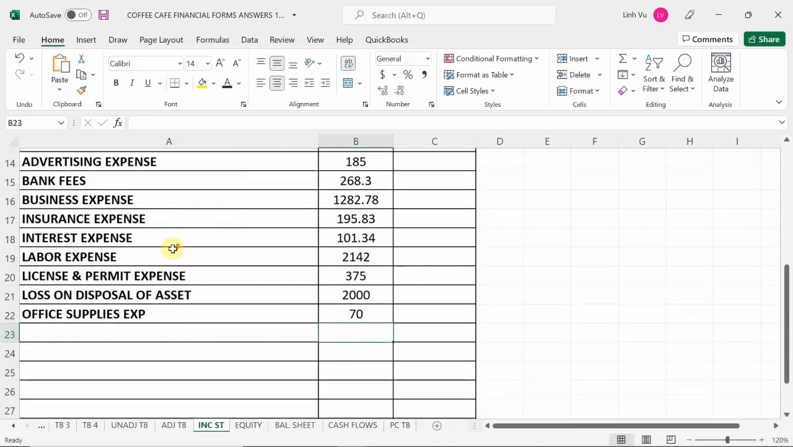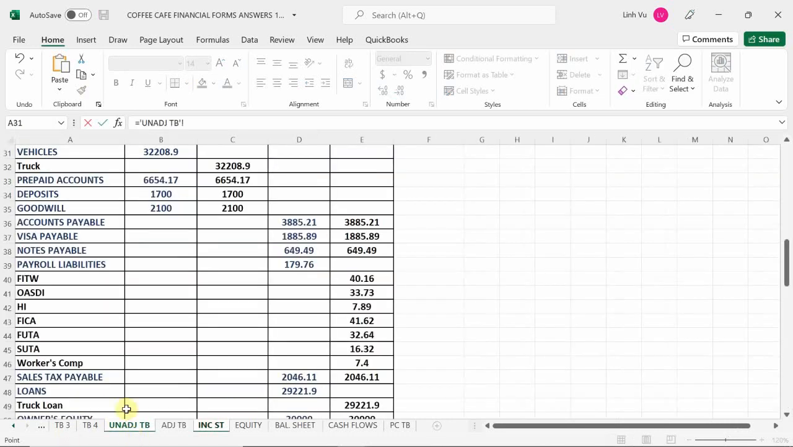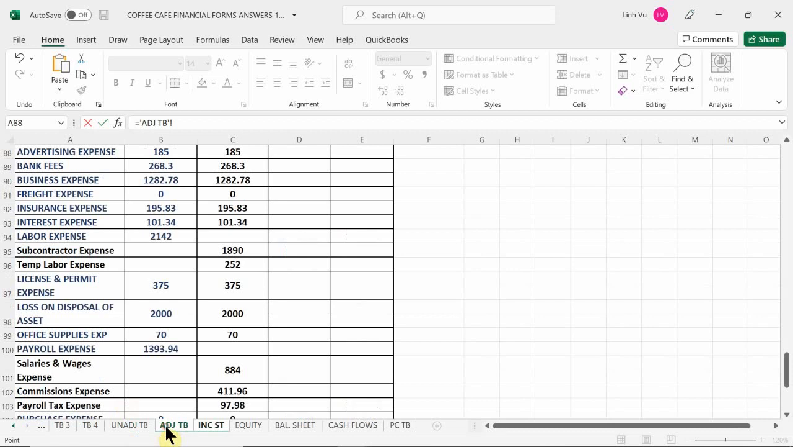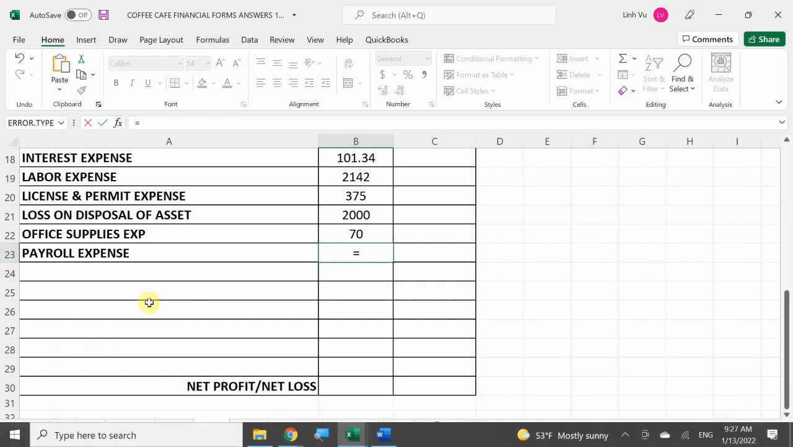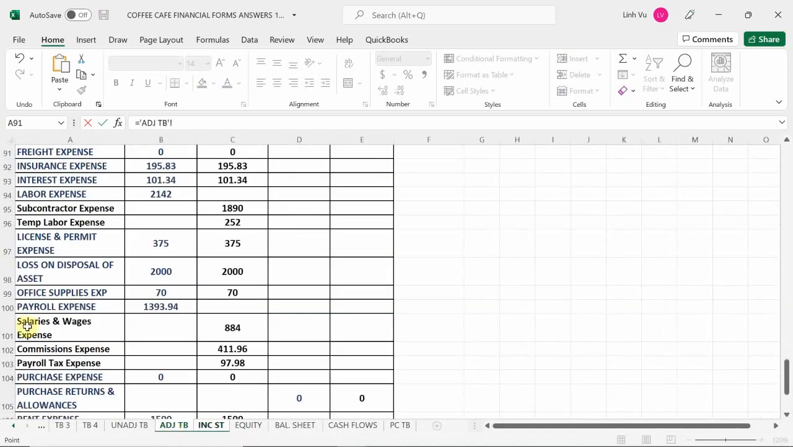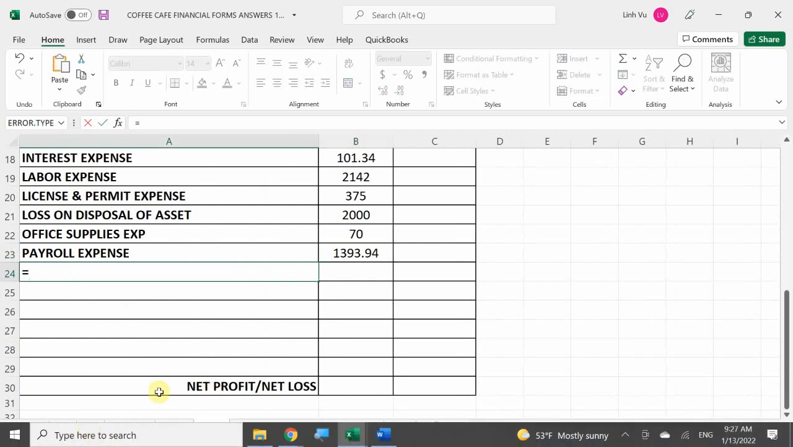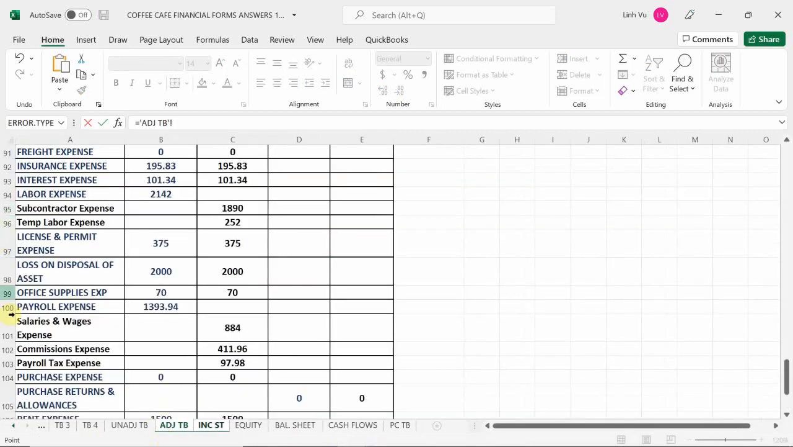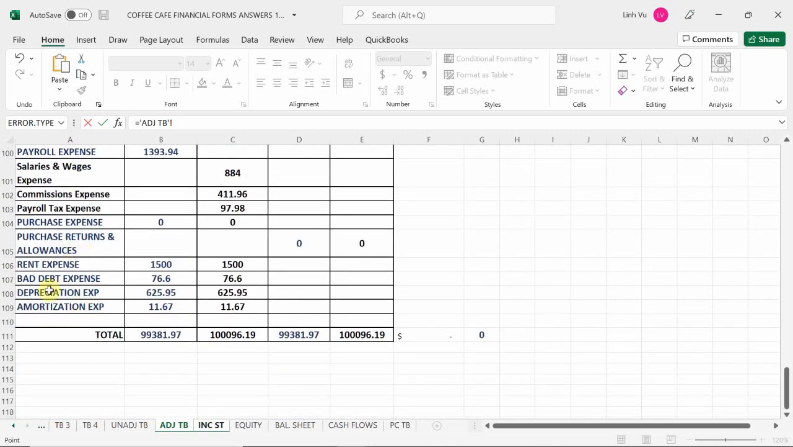Okay. Then we had the adjusted payroll expenses, for now a total of $1,393.94. Okay. Then we have purchase expenses, 0. Okay. Purchase returns is 0.